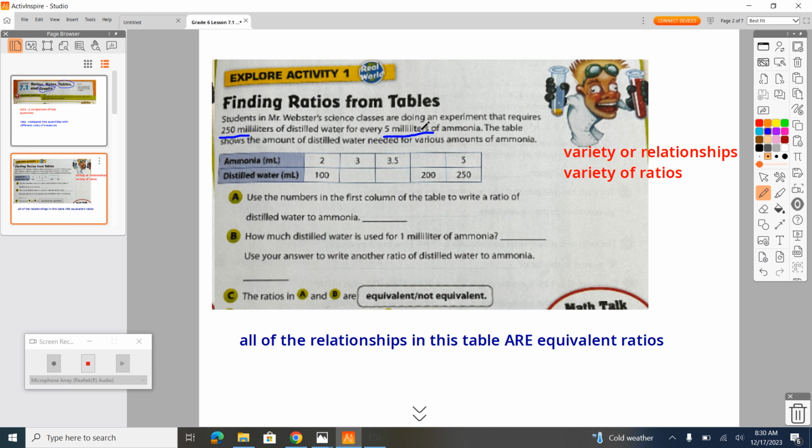But you're always going to look at the table to see how they've set it up. In this case, they've put the ammonia on the top and the distilled water on the bottom, and you're going to see in a little bit, it's a little easier for the math to do this. They say to use the numbers in the first column of the table. So even though they gave us 5 and 250 in the problem, they tell us to use the first column to write a ratio of distilled water to ammonia.